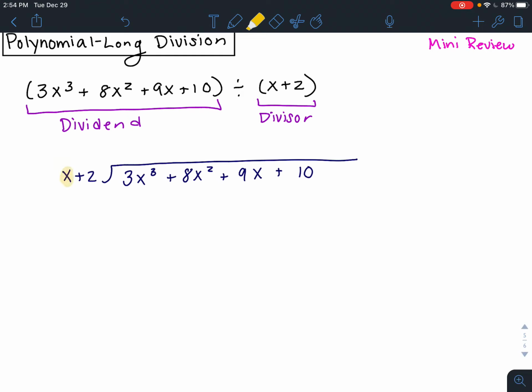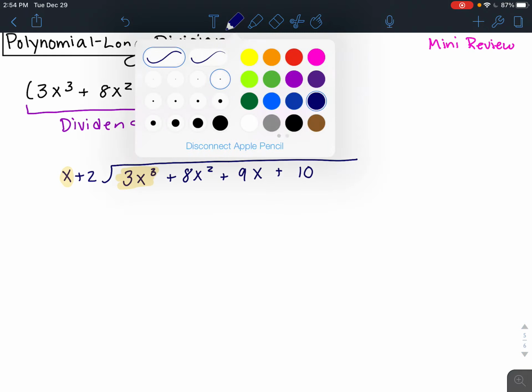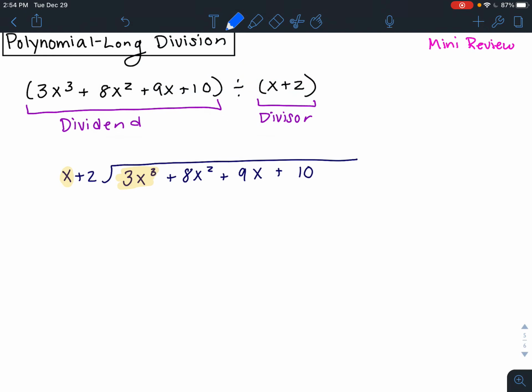So then all you do is focus on how to make the first term of your divisor into the next term on the inside of your division box. In this case, what do I need to multiply x by to create 3x cubed? I'm going to need to multiply by 3x squared. So I'm going to take that 3x squared and distribute it to my whole divisor, and I get 3x cubed plus 6x squared.